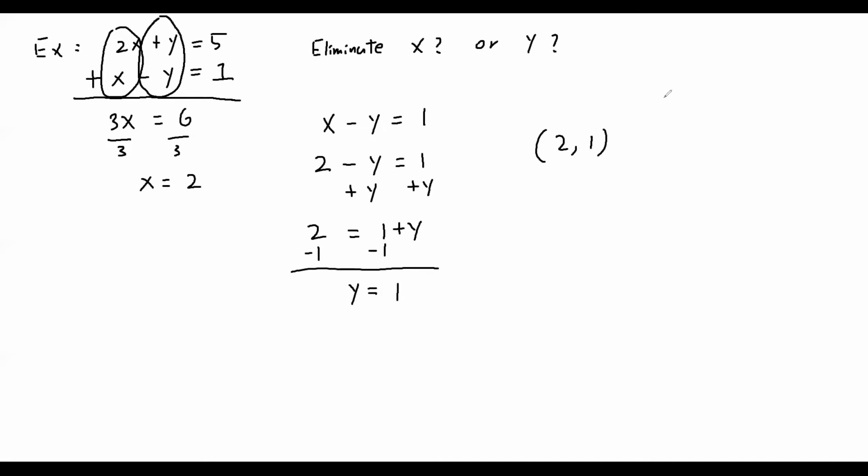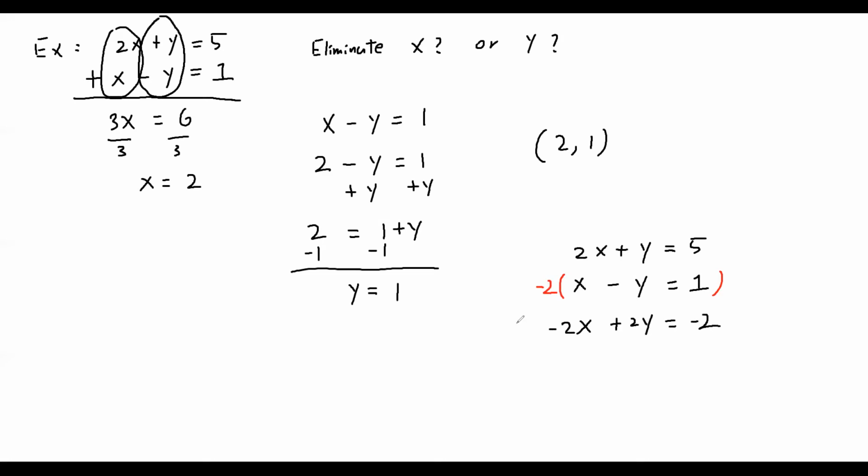Now, what happens if we decided to eliminate x rather than y first? So if we take a look, to eliminate x, we would need the x to disappear. But how can we do that? With elimination, we can multiply the equation by any number to help us eliminate the variable. So why don't we multiply the second equation by -2? Then we will get -2x plus 2y equals -2.